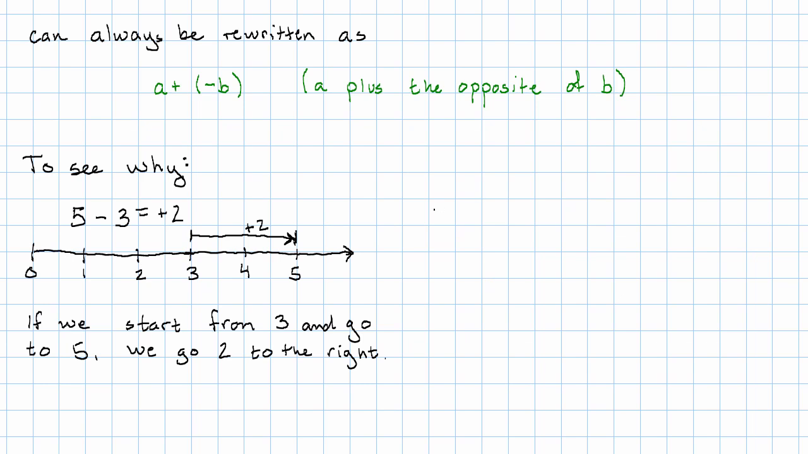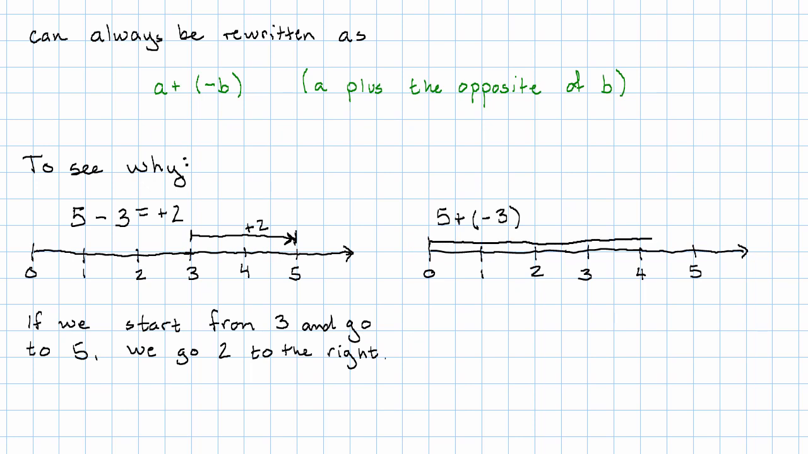On the other hand, let's consider 5 plus negative 3. 5 plus negative 3 asks us, what happens if we go 5 to the right and then 3 to the left? When we combine those two steps, the net effect is to go 2 to the right. 5 plus negative 3 is also positive 2.